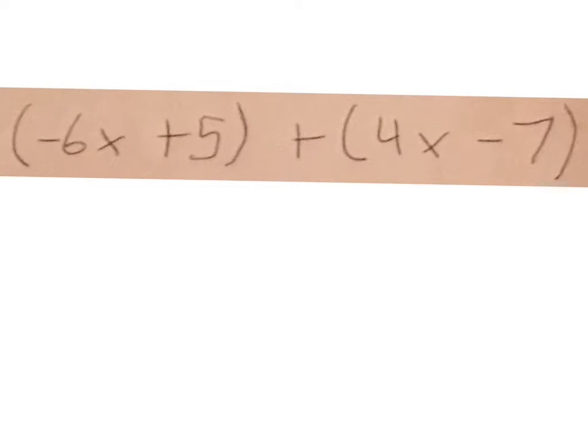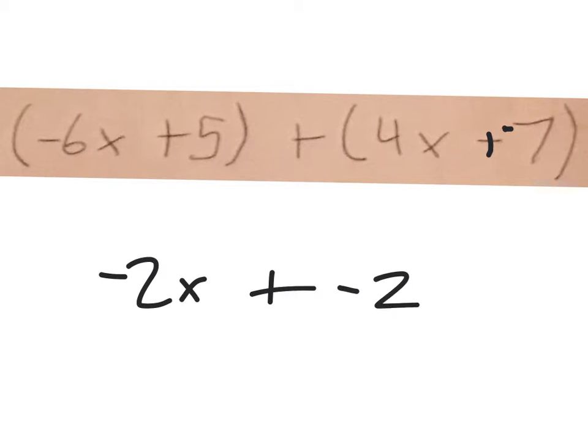So this problem we have to add. So the first thing we have to do is change 4x minus 7 into 4x plus negative 7. Now we can add negative 6x plus 5 plus 4x plus negative 7. So negative 6x plus 4x is negative 2x. Then 5 plus negative 7 is negative 2. So the answer is negative 2x plus negative 2.